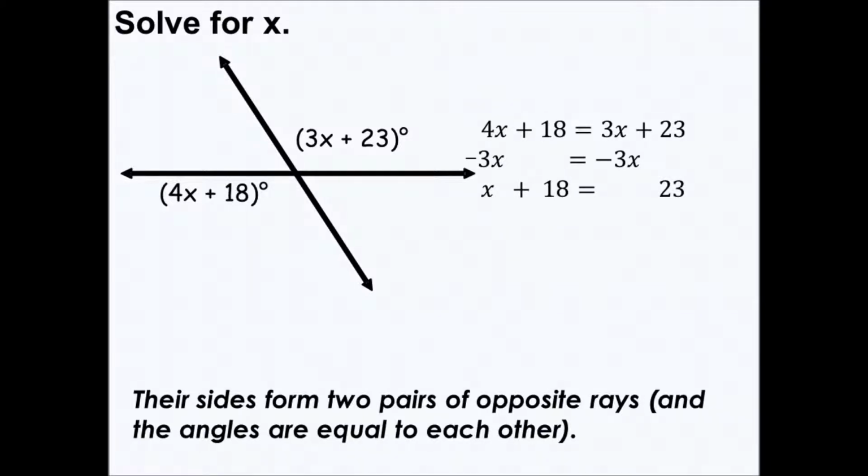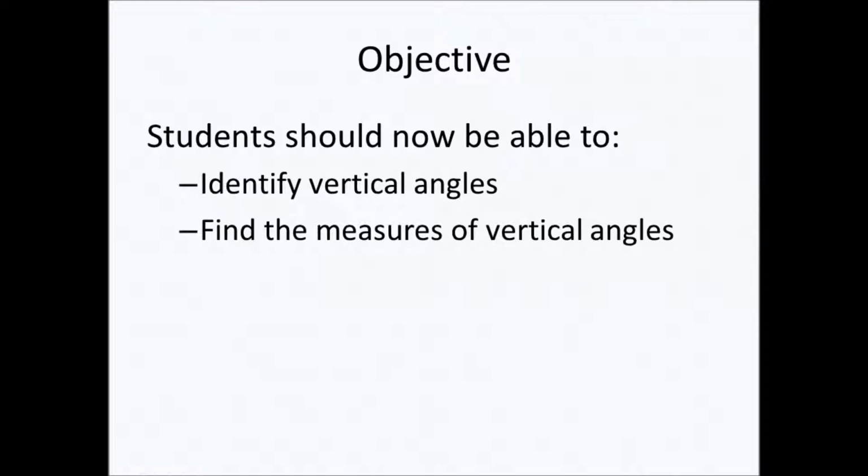The next step is to subtract 18 from both sides. 18 minus 18 is 0, so we bring down the x. 23 minus 18 equals 5. Therefore, x equals 5. Students should now be able to identify vertical angles and find the measures of vertical angles.